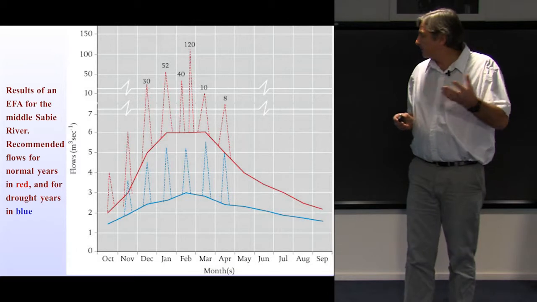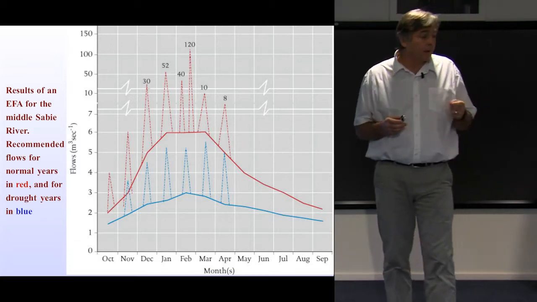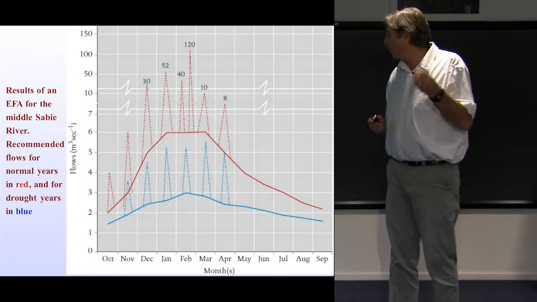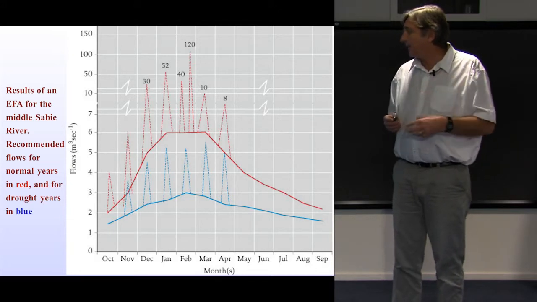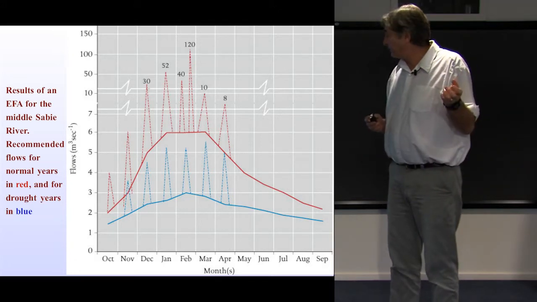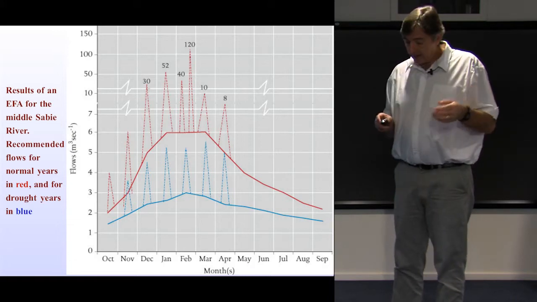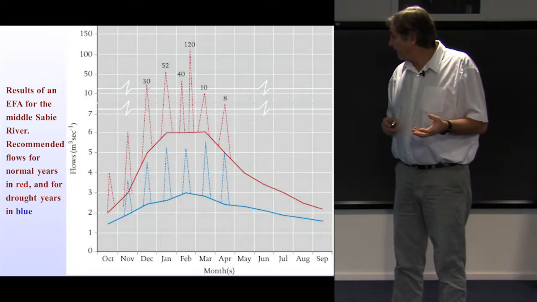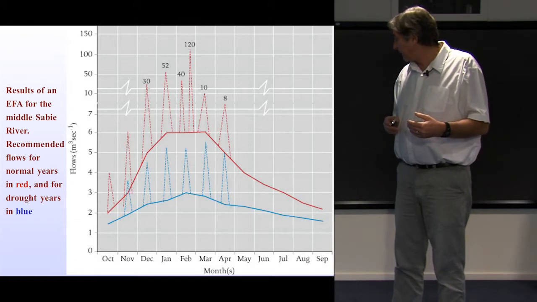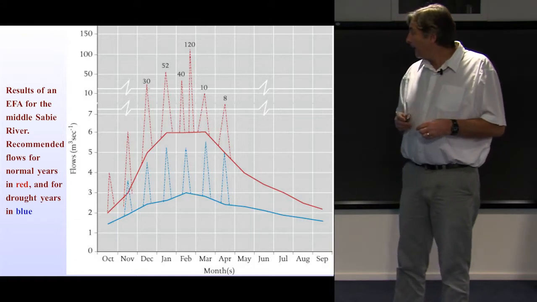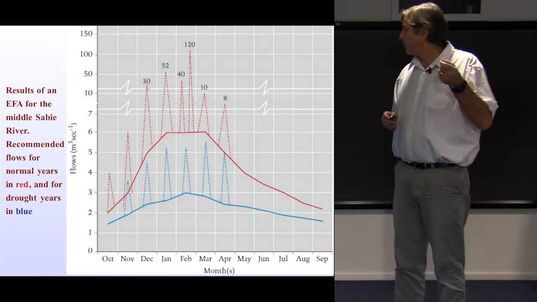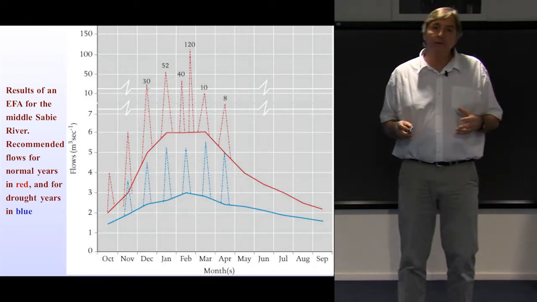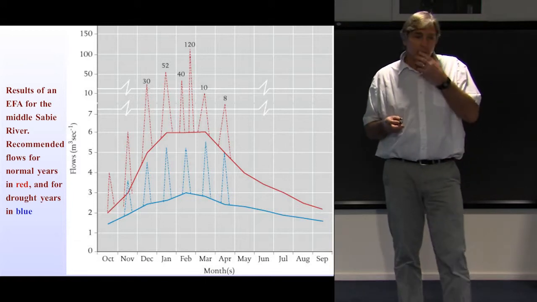Now, here's an example of results for an environmental flow assessment, EFA, for the Middle Sabi River. These are recommended flows for normal years, what we call maintenance years in red, and for drought years in blue, where obviously the flows are going to be lower. So what we've got there is wet season base flows with then dry season base flows going down in July, August, September, October, and then with peak flows, small floods and larger floods on top of those. Now the question is, how did we get to those flows? What are they for, and how do you go about assessing them?